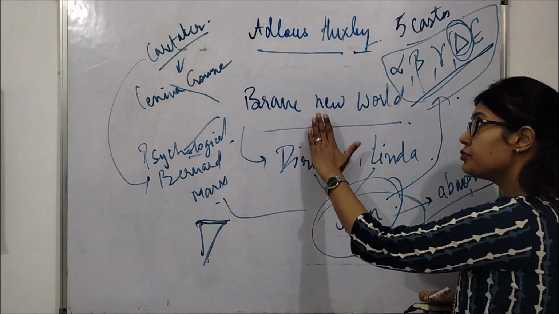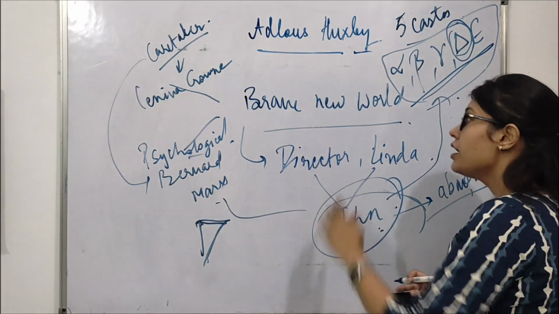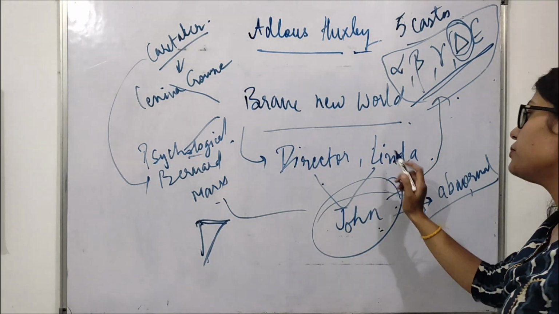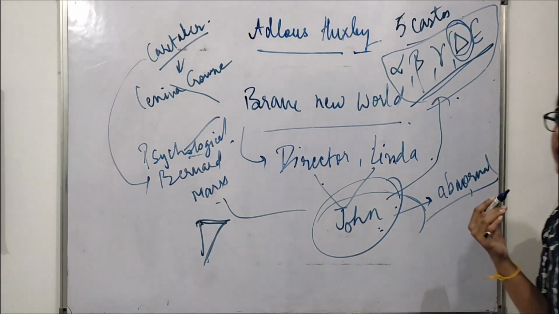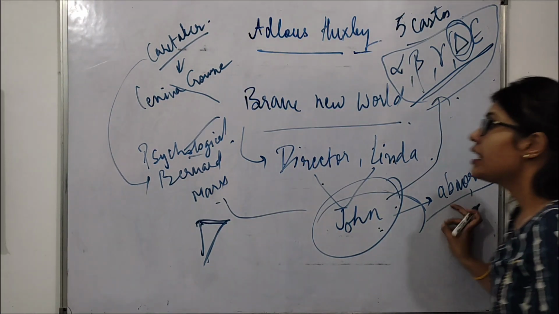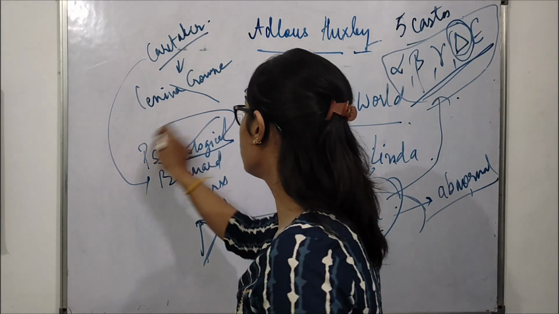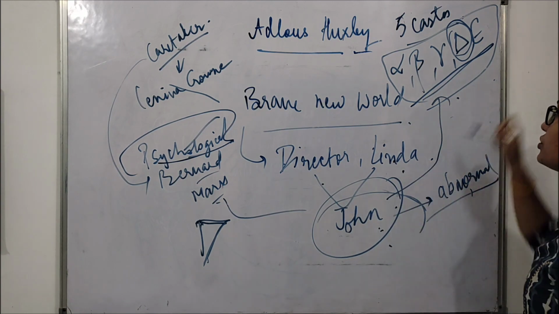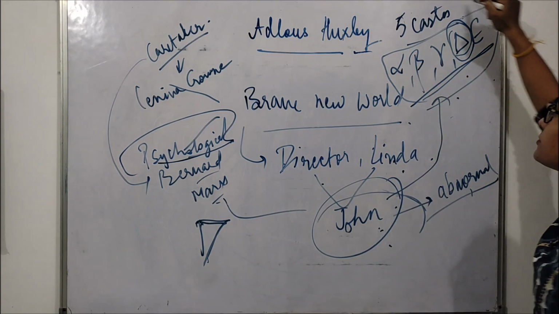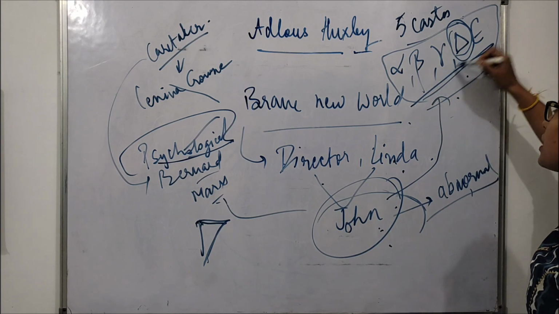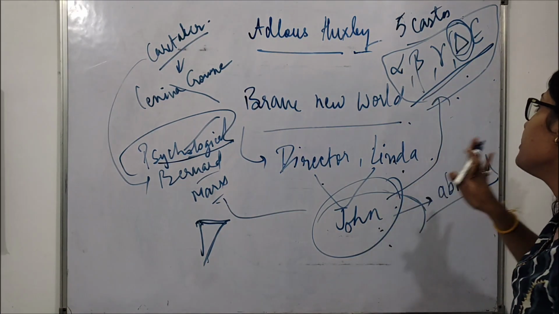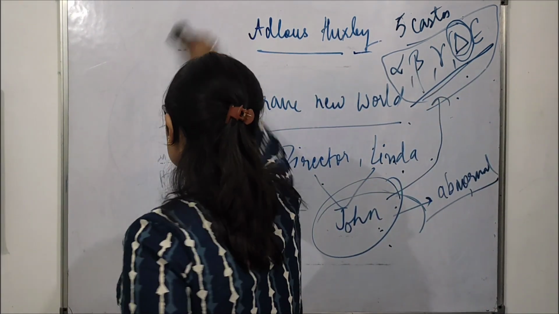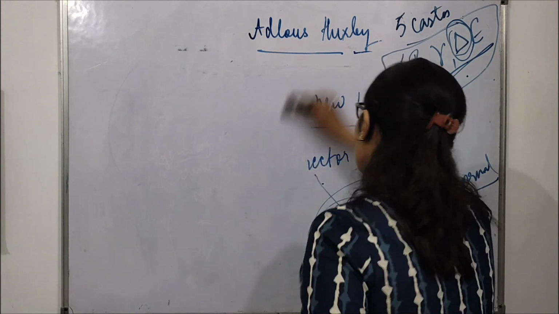So this is the most important book of Aldous Huxley, which is called Brave New World. The main characters are the director and Linda. They are husband and wife. They have a son called John who is a little psychologically abnormal. He is being taken care of by his psychological caretaker called Bernard Marx. Bernard Marx takes Linda and John to this new world where there are 5 different castes created: Alpha, Beta, Gamma, Delta, Epsilon, and John becomes the leader of the Deltas and starts a rebellion. This was all about Brave New World.